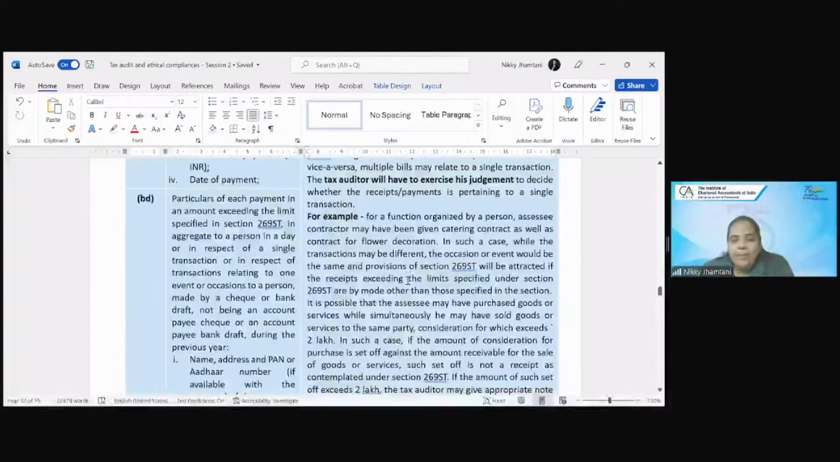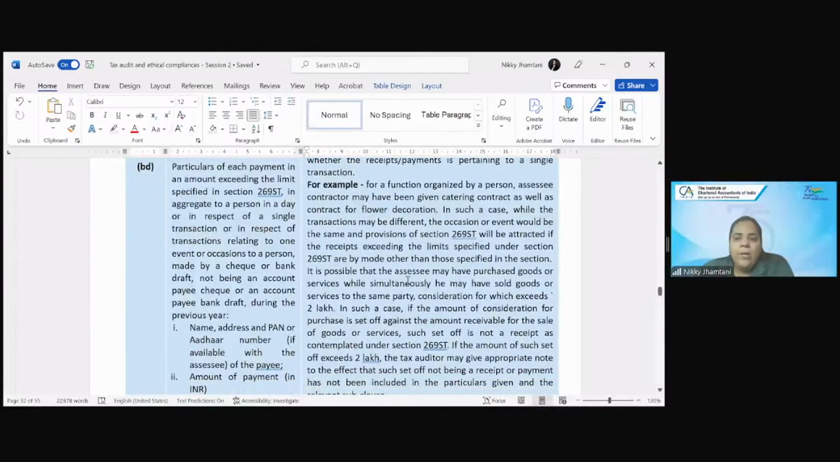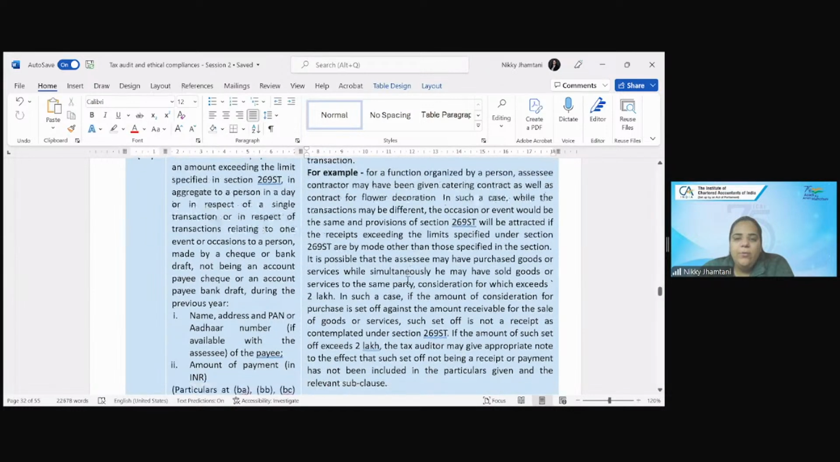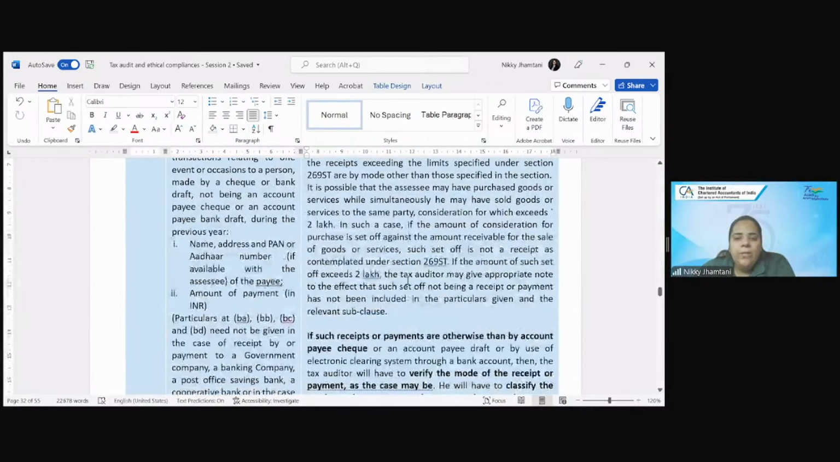And let's see an example. So for example, for a function organized by a person, assessee contractor may have been given catering contract as well as contract for flower decoration. In such a case, while the transactions may be different, the occasion or event would be the same and provisions of 269 ST will be attracted if the receipts exceeding the limit specified under 269 ST are by mode other than those specified in the section. It is possible that the assessee may have purchased goods or services while simultaneously he may have sold goods or services to the same party, consideration for which exceeds 2 lakh.